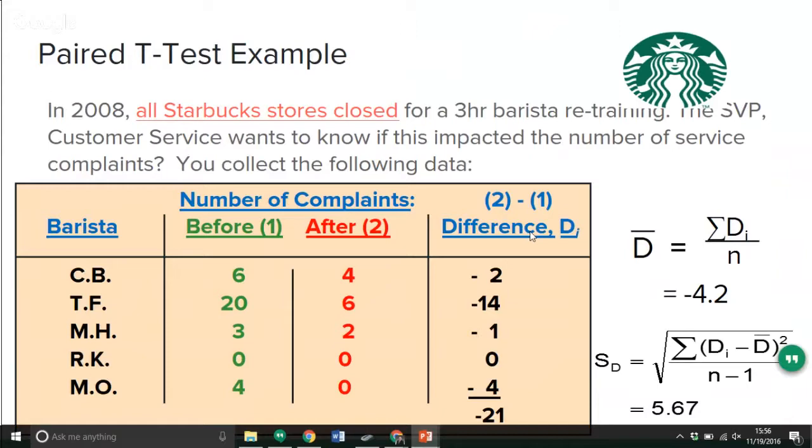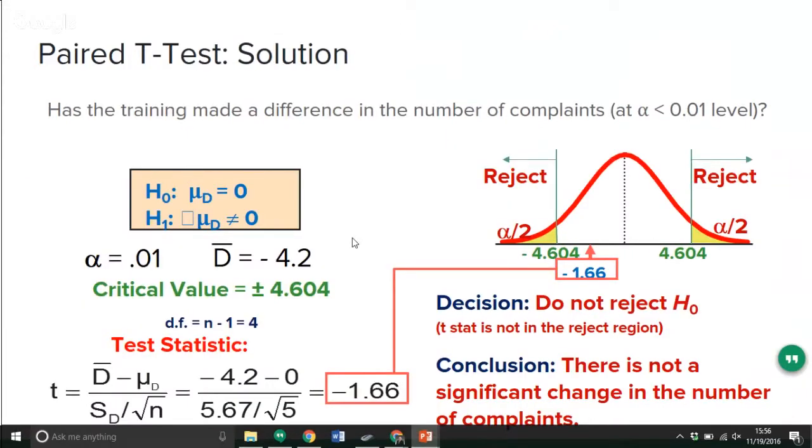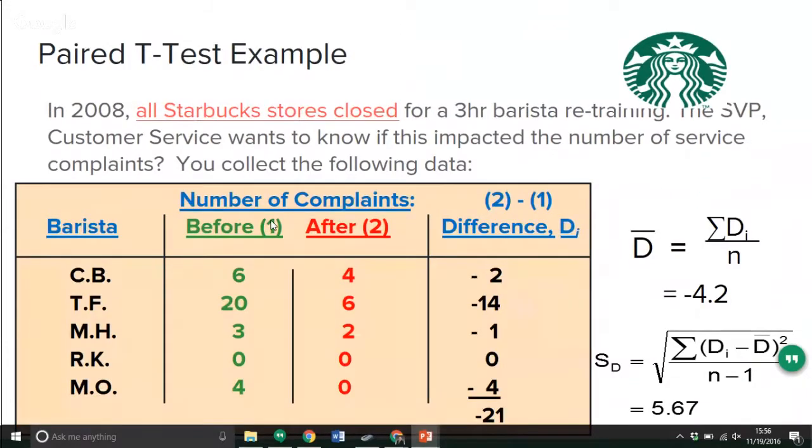The D is the difference between time 2 and time 1. And what you can see here is, for instance, 4 minus 6 is minus 2, 6 minus 20 is minus 14. It looks like the complaints went down. It looks like the complaints dropped by 21. But we want to know statistically if that is significant, because 21 might not be that significant in the scope of things, and that might only show us a couple pieces of the puzzle, but not the whole puzzle.